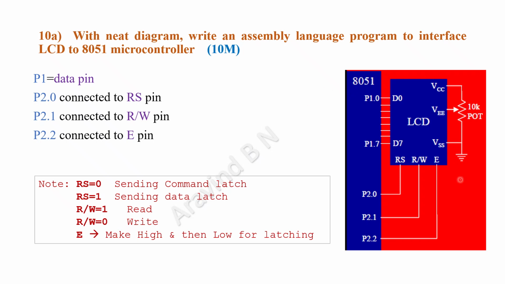First we have to go through this diagram. See 8051 and which port is connected to which pins of the LCD, that we have to clearly specify. The same is mentioned over here. Then we need to remember what pins are for what purpose, and that is given as a note over here. Now getting into the assembly language program of this one.